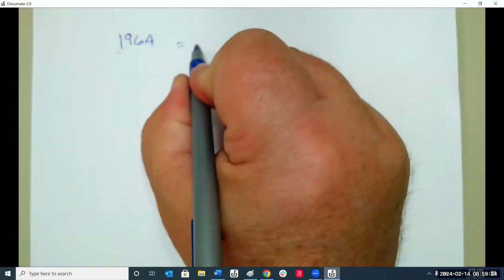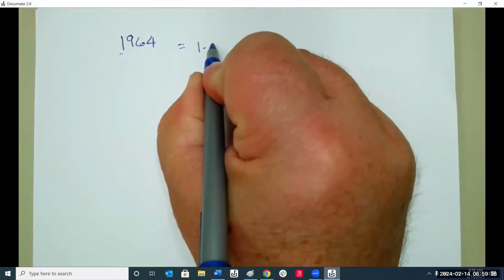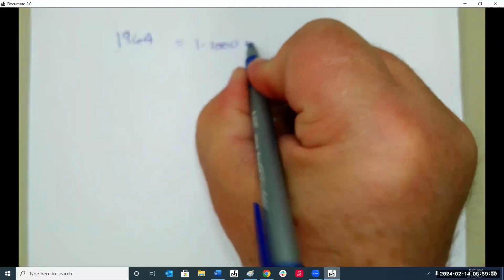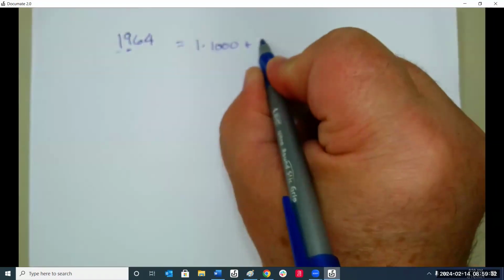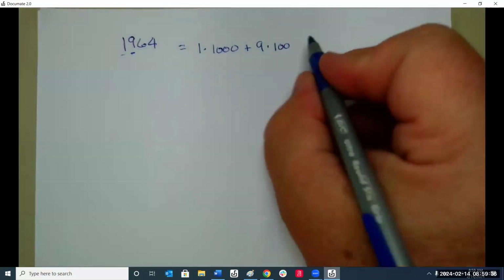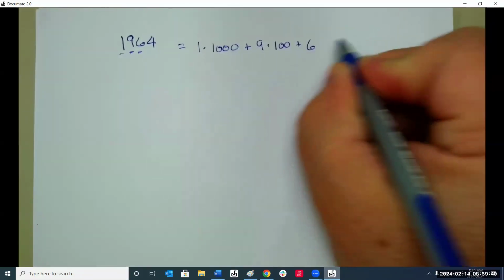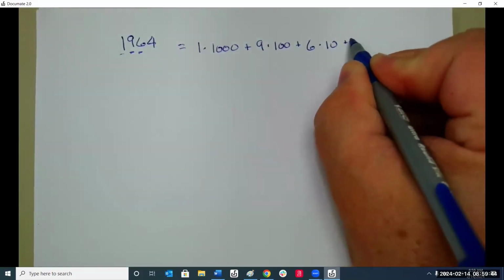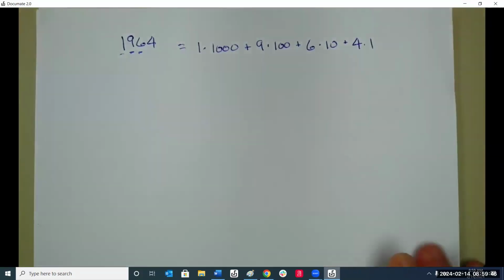Let's think of how this number is put together, the same way you were taught when you first learned. So we have what? We have 1,000. We have 9 100s. We have 6 10s. And we have 4 1s.